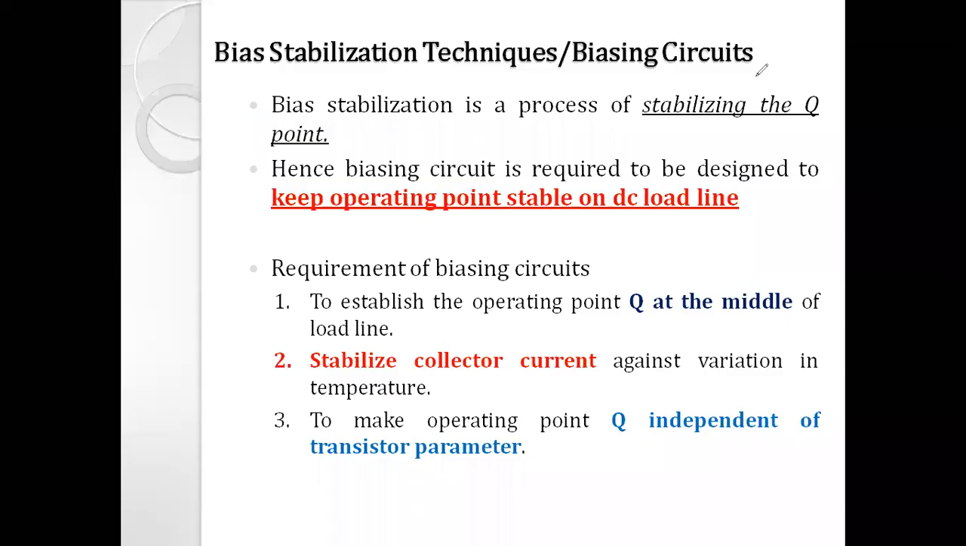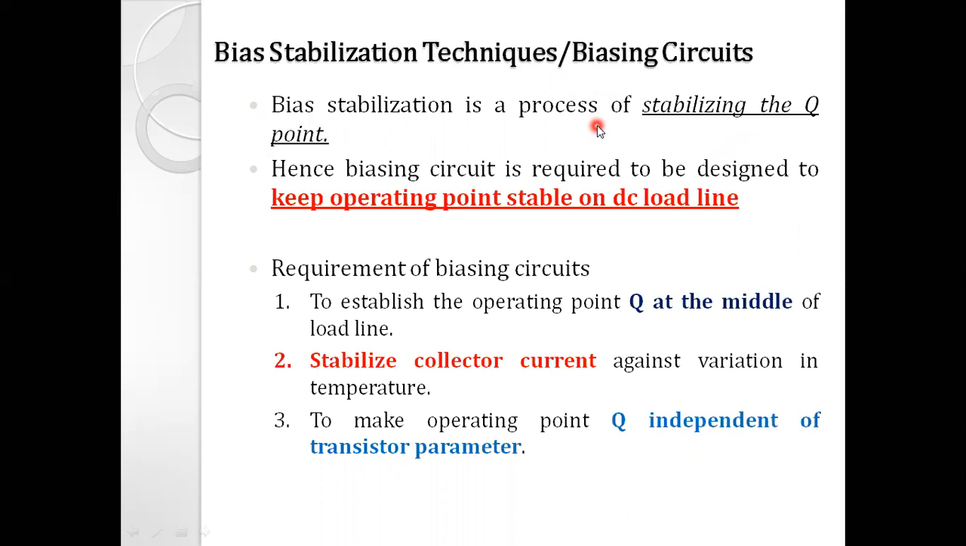Well, after the stability factor, the next point is bias stabilization techniques, which is also known as the biasing circuits. So let us first of all define what is bias stabilization. The definition of the bias stabilization says that it is a process of stabilizing the operating point. That means with the help of one of the techniques or the biasing circuits, which I'm going to mention, make sure that location of the operating point is at the center of the DC load line.